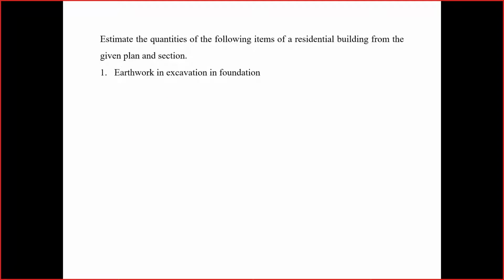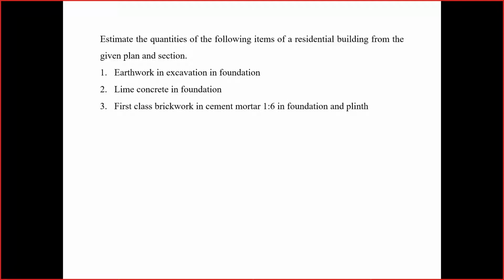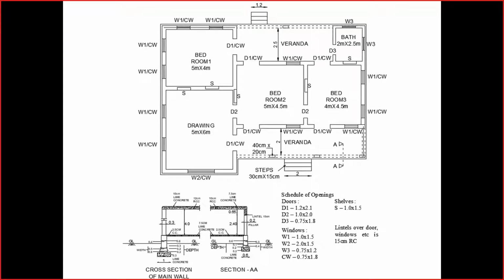So this is the question we have here: estimate the quantities of the following items of a residential building from a given plan and section. As usual, we have earthwork in excavation, lime concrete in foundation, first class brickwork in cement mortar 1:6 in foundation as well as in plinth, 2.5 centimeter thickness of DPC, and first class brickwork in lime mortar in superstructure. And this is the plan of a residential building.